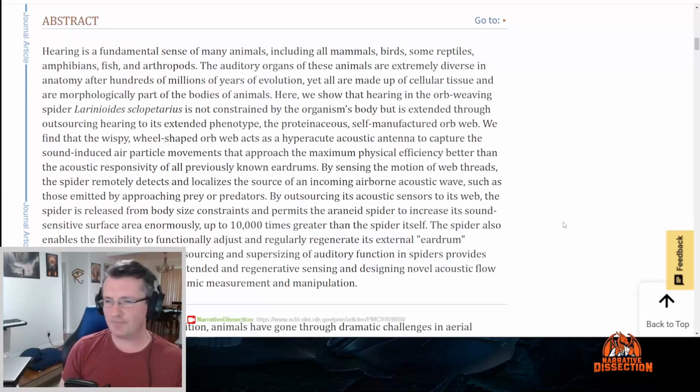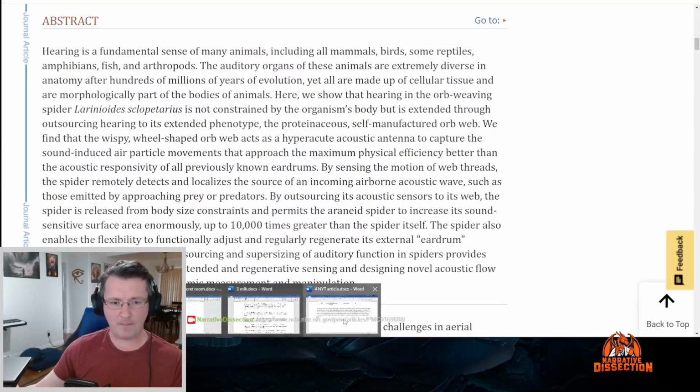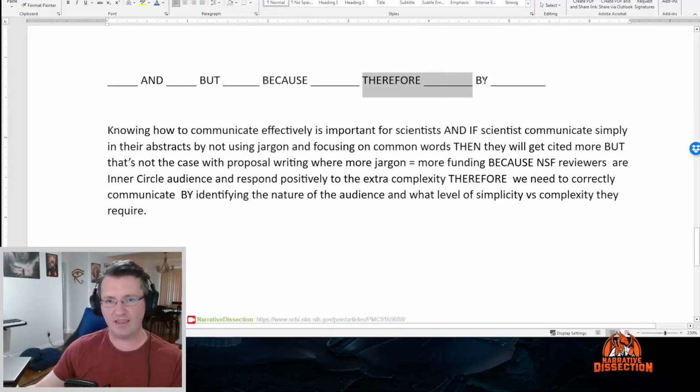But yeah, this is the challenge. See if you can crunch this down to an ABT. And I'm just going to tell you, your A, don't even worry about the heaven. We would need one of the authors for this paper to figure out what the heaven is. So just basic setup context for the A. Do a but because for the B. And make an attempt at the therefore by.